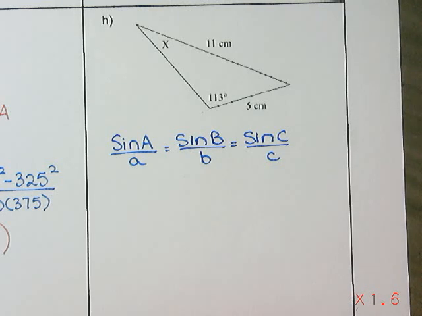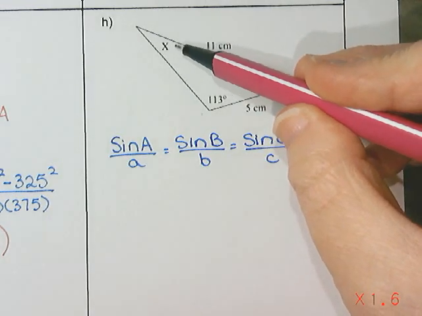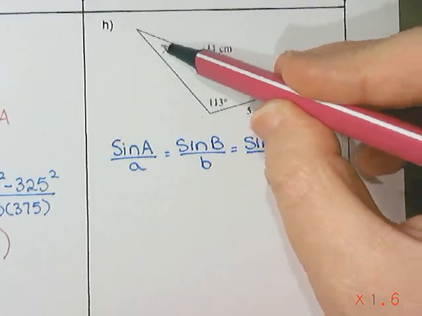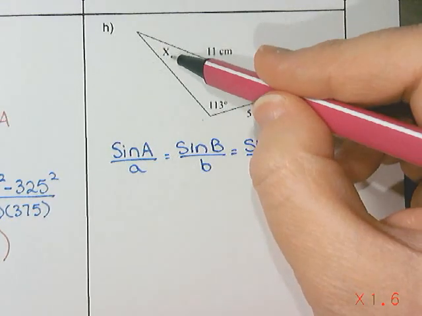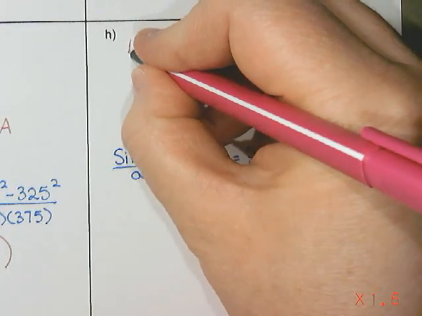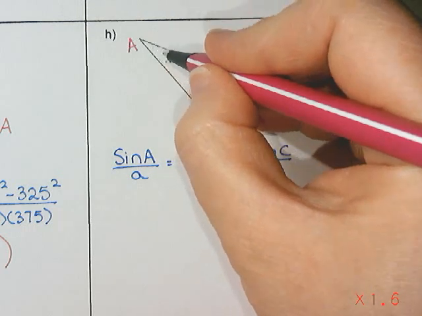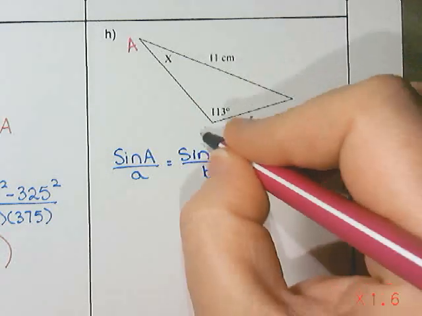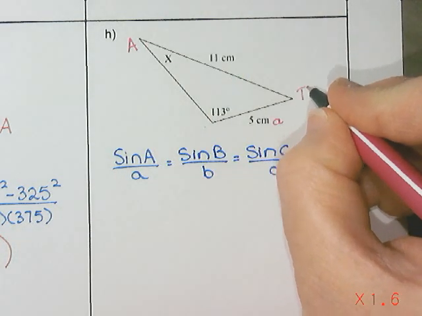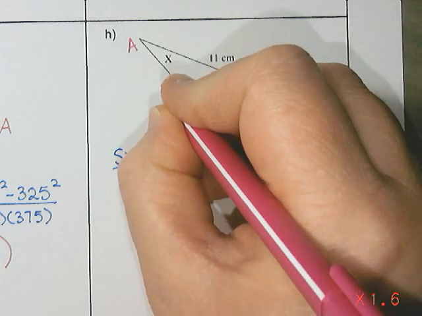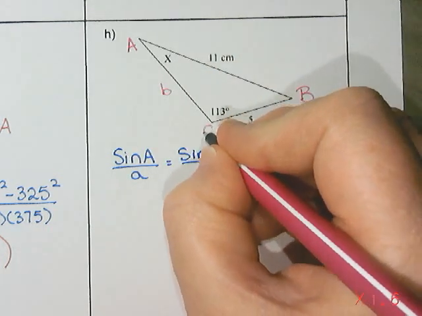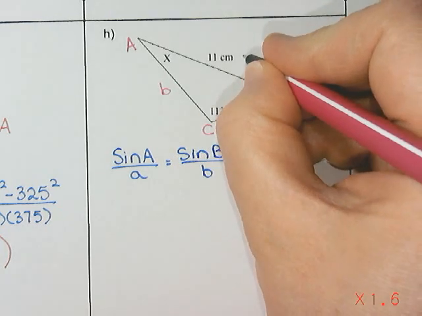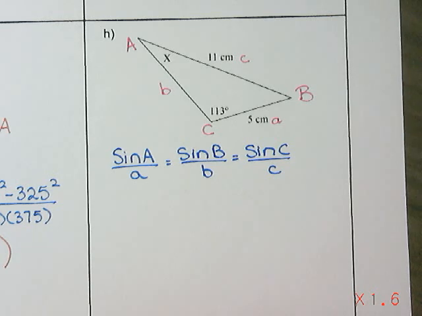Since my formula uses A's, B's, and C's, I need to label my triangle with A, B, and C. So I like to take whatever it is we're looking for and call that A. In this case, we are trying to solve for x, so we're going to label that as A, and it's an angle, so I'm going to use uppercase A. And then the side across from it is lowercase a. It doesn't matter what we pick for the rest. I might let this corner over here be B, and then the side across from that is little side b, and then the 113 would be angle C, so the 11 centimeters across from it is side c.